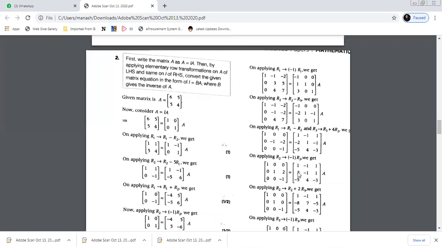Same operation we did here also. 2 plus 2 into -5. That means 2 minus 10, which is -8. Same way we will get this.